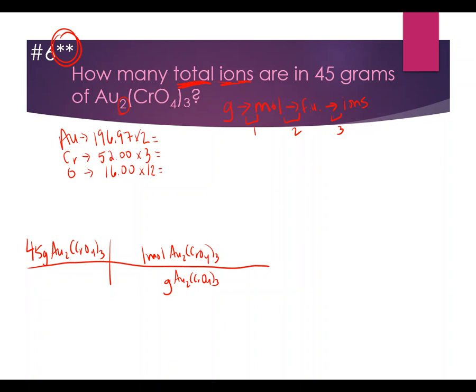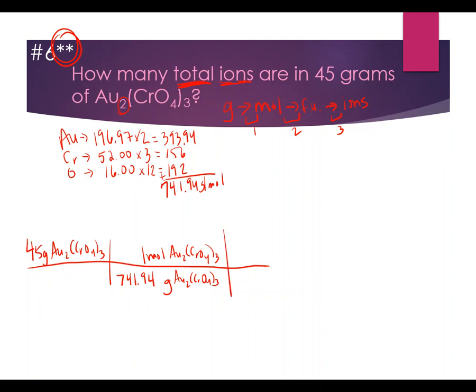196.97 times 2 is 393.94, 52 times 3 is 156, and then 16 times 12 is 192. So then we add all this up, and we end up getting our molar mass, which looks like it's in the 700s, right? 741.94 grams per mole. Wow, very large mass. Very good.